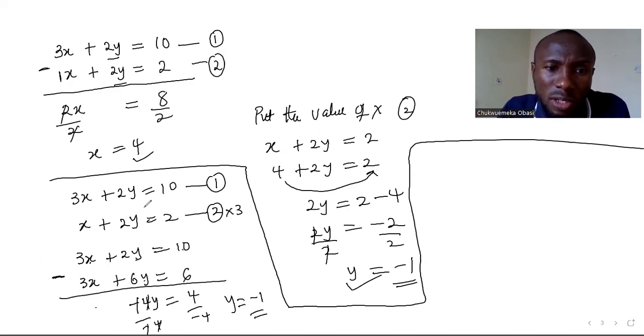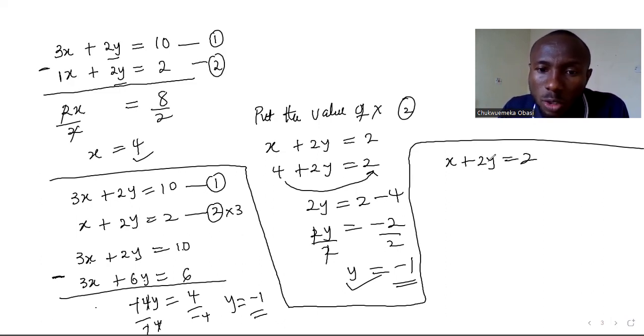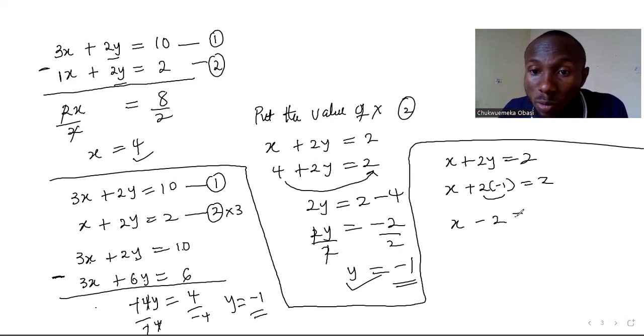Put the value of y in any of the equations. So I would like to put the value of y in equation 2, which is x plus 2y equal to 2. So my y is minus 1. So I have x plus 2 times minus 1 equal to 2. What is 2 times minus 1? That will be minus 2 equal to 2.